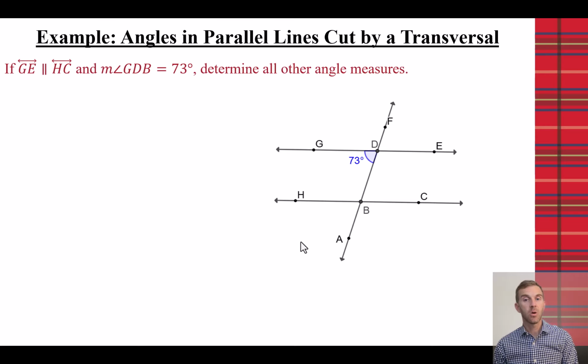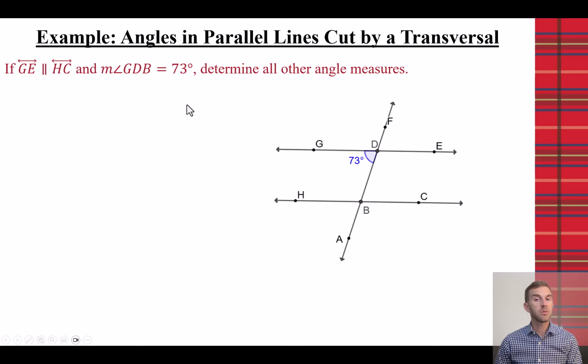So here we have a statement. Even though it's not marked specifically on the image, it says that line GE is parallel to line HC, so that's all we need is that statement. And we know that the measure of angle GDB, which is marked here, is 73 degrees, and we want to know what are the other 7 measures.